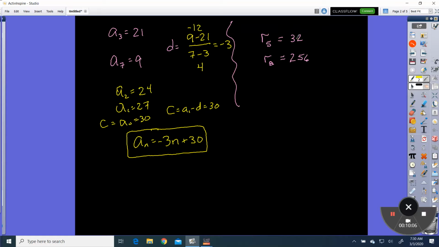Now on this one over here, how many times do I have to multiply? If I'm at R5, how many times do I have to multiply by R to get to R8? One R would make R6. R7 would be another one. So R8 is, so I multiplied it 3 times, right? So R cubed.